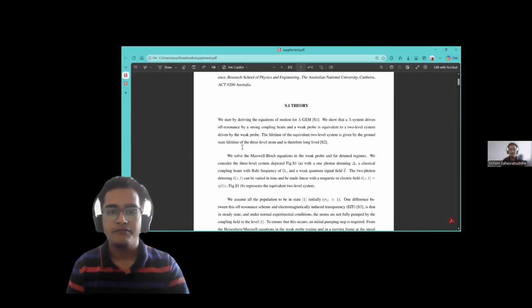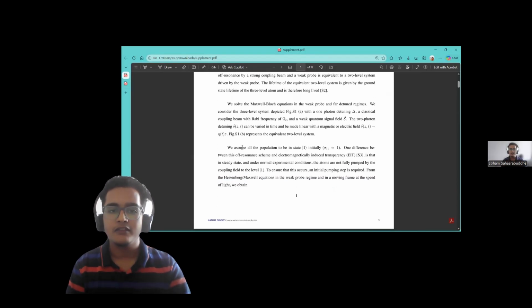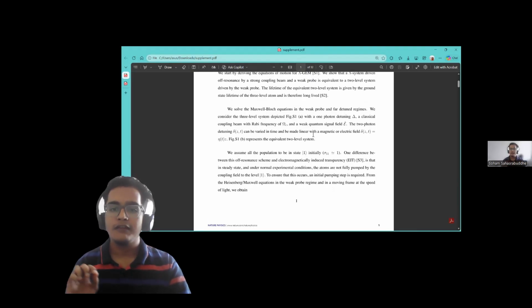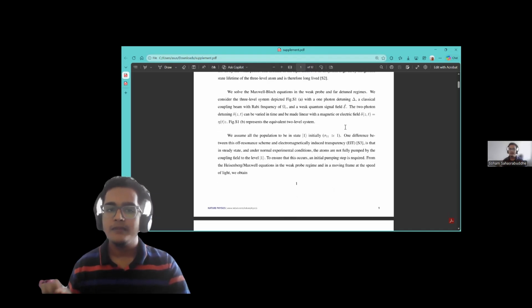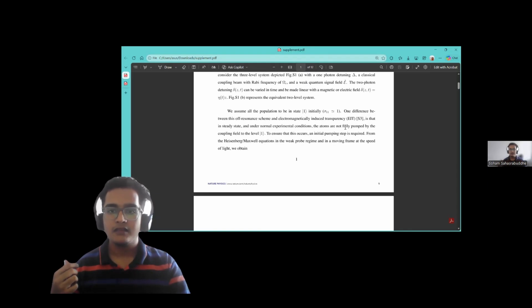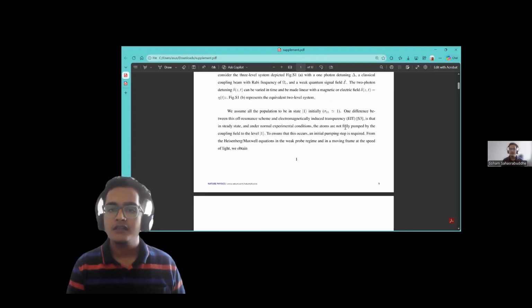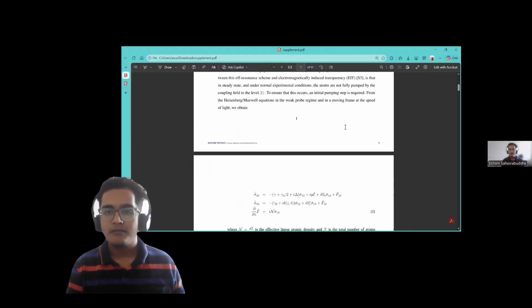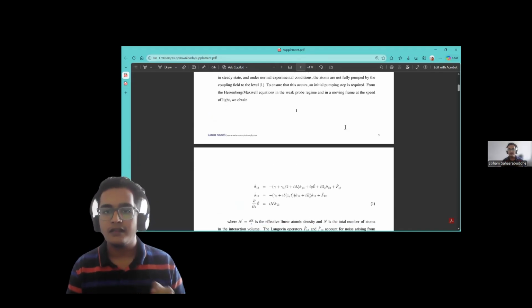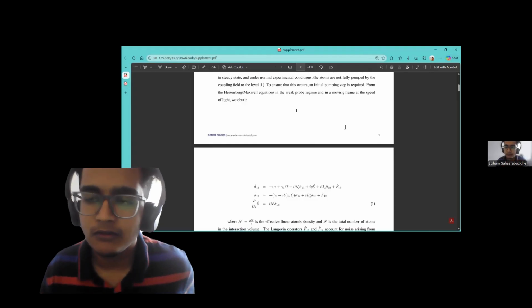For that, we solve the Maxwell-Bloch equations in a weak probe and off-resonance regime. So we assume that we have a one-photon detuning, a classical beam frequency, and a weak signal. The two-photon detuning can be varied in time and made linear with a magnetic or electric field, and delta T is given by eta times z. So we assume that all population is in state one, and that the initial pumping is there, to initiate the equation.